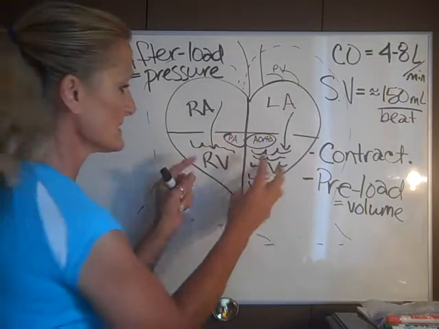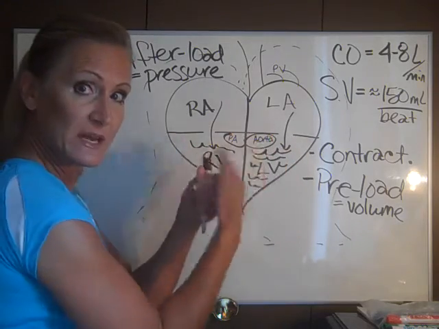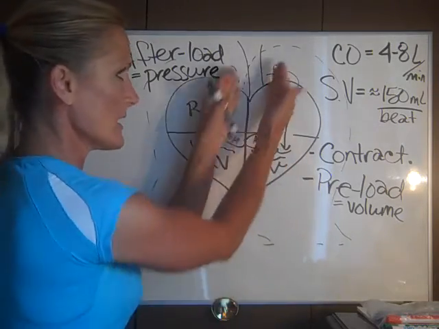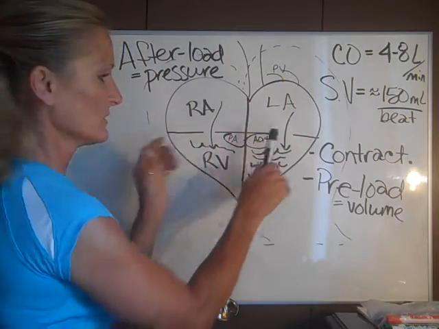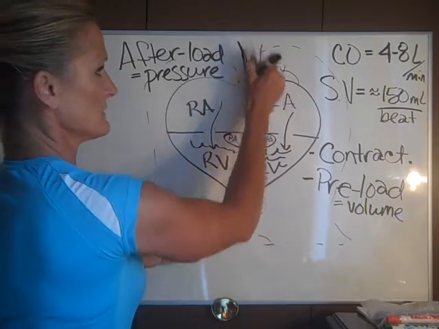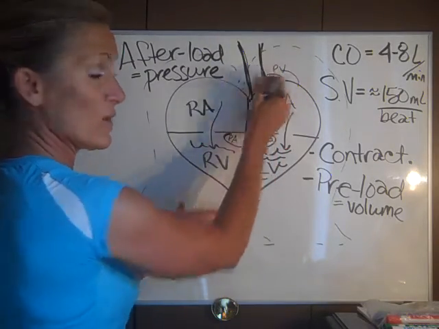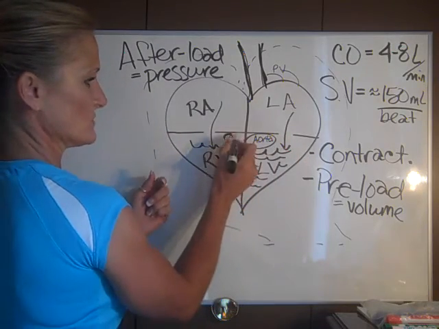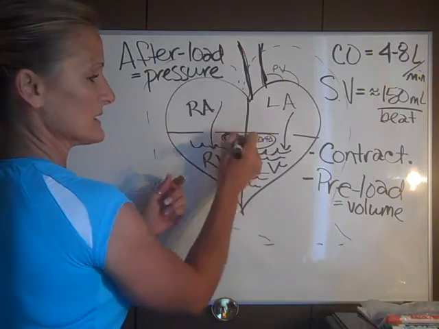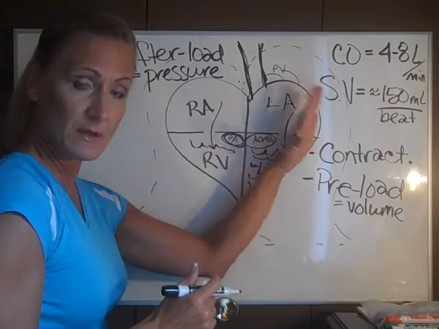But the next thing is, when these things are contracting, they're meeting resistance. They are going up against the system. Your left ventricle is going to meet the resistance of the aorta. This becomes your blood pressure. The right ventricle is meeting the resistance in the pulmonary artery and the pulmonary system.